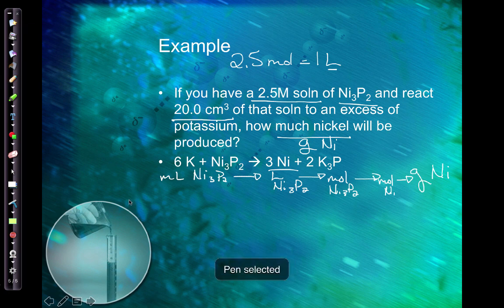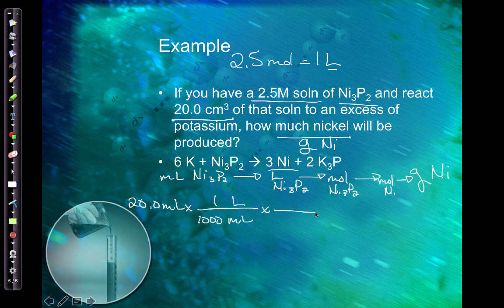So I have 20 milliliters to start off with. Convert to liters. So for every 1 liter, I have 1,000 milliliters. And then I can go to moles. So I'm just following the map here. So now, moles. There are 2.5 moles of nickel phosphide for every 1 liter. So I'm using my molarity here.